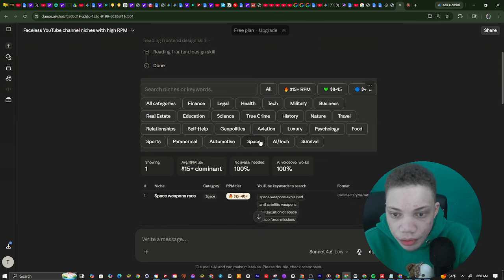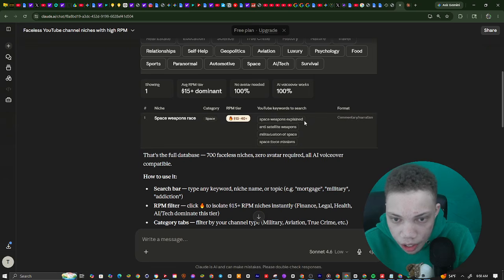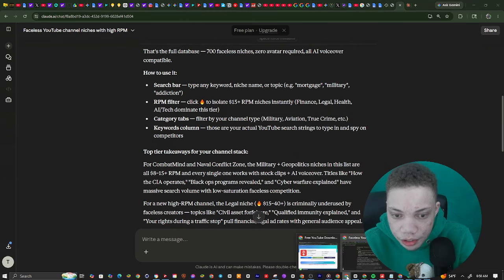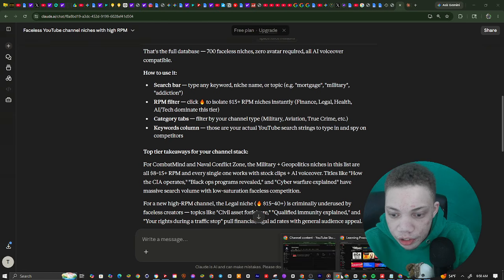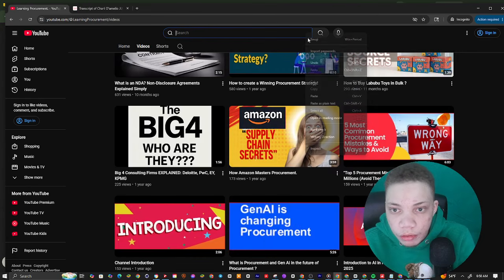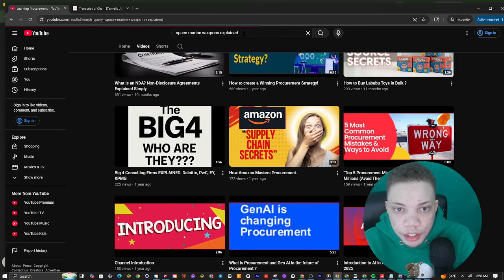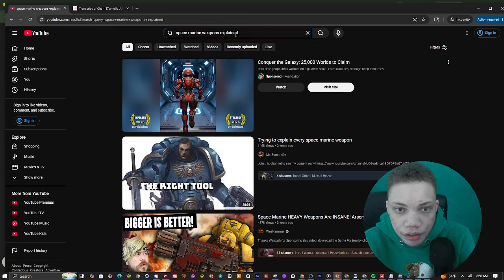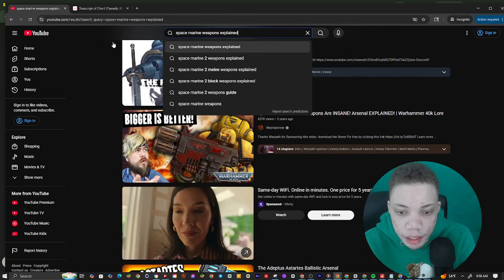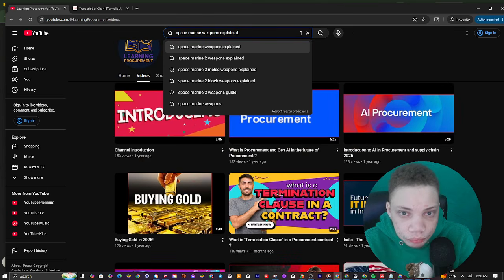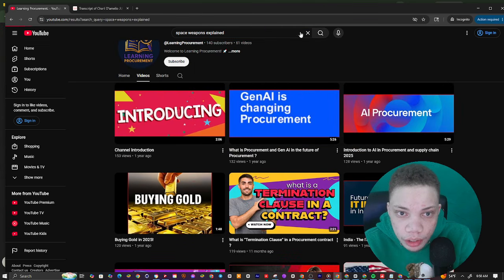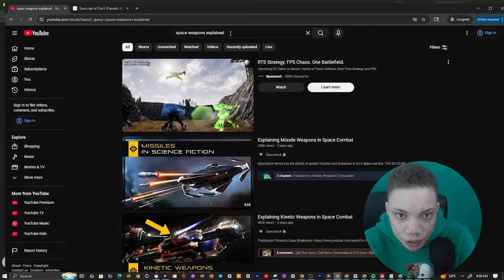So we have spaces. If you want to find one about spaces, you could go to space weapons explain. We have a lot of these keywords right here. We'll basically type this into YouTube. We have a lot of these keyword terms, like space main weapons explain. There's a lot of these terms. What I'm gonna do is paste this so you can see space weapons explain.